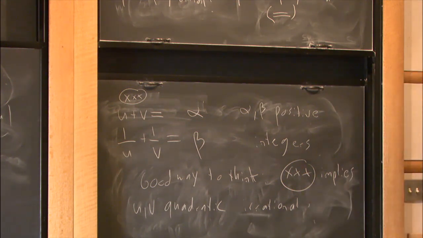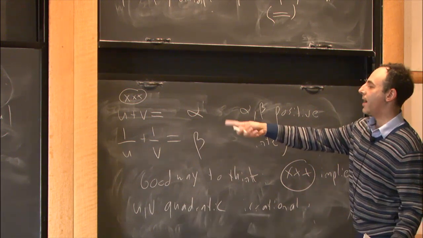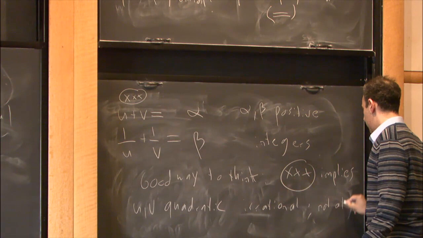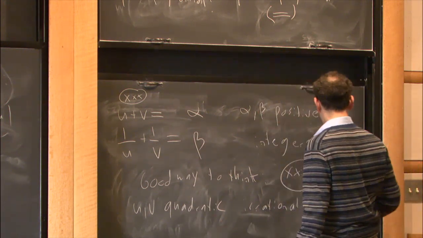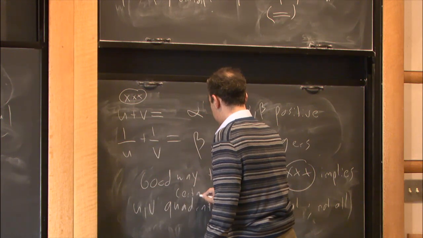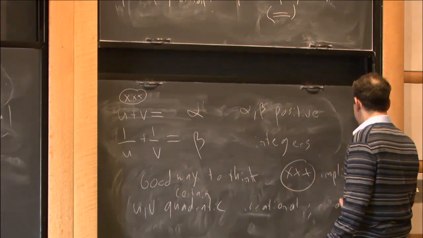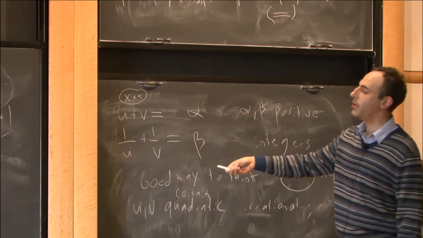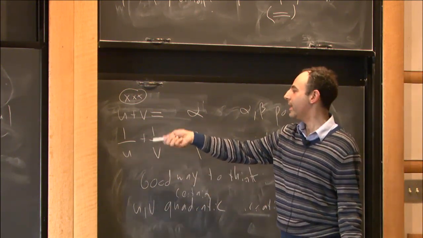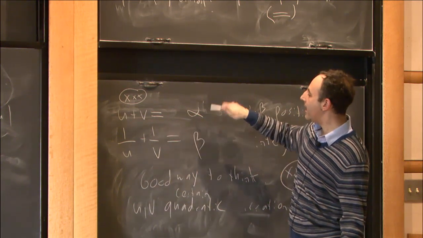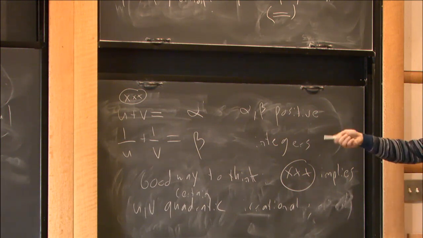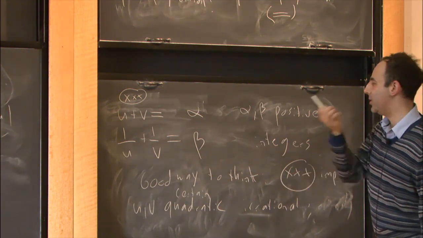So this implies that u and v are quadratic irrationals, but not all quadratic irrationals satisfy this. So there's certain quadratic irrationalities. The golden mean is a quadratic irrational, and if you take the golden mean and 1 over the golden mean and plug it into this, alpha and beta both come out to be 3, for example. So not all quadratic irrationals satisfy this, and some do.